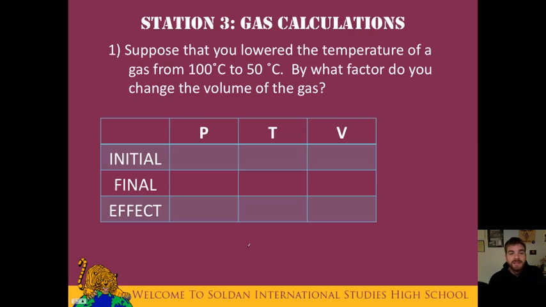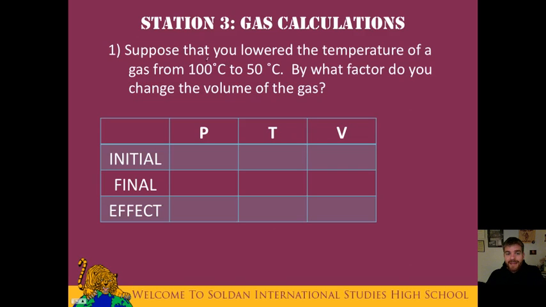Okay, this is now station 3 of your Team Ziggurat. It says, suppose that you lowered the temperature of a gas from 100 C to 50 degrees Celsius. By what factor do you change the volume of the gas? Okay, a lot of students here will say, if we go from 100 to 50, then the volume of the gas will be cut in half because the temperature is cut in half. That's the most common answer.